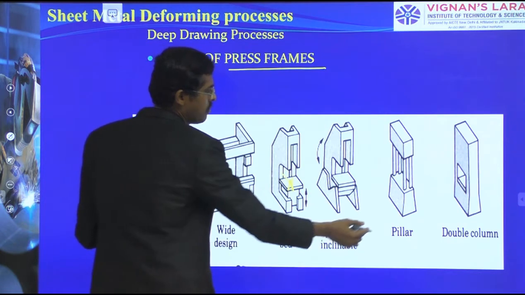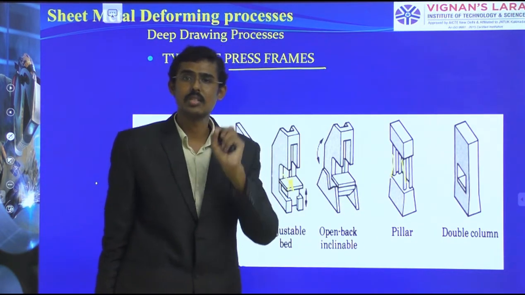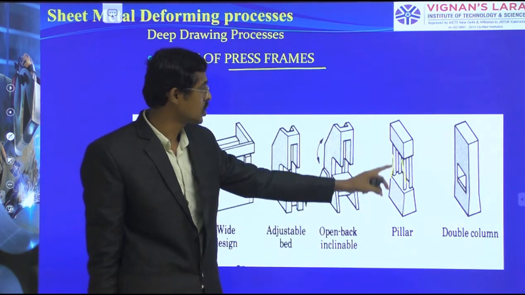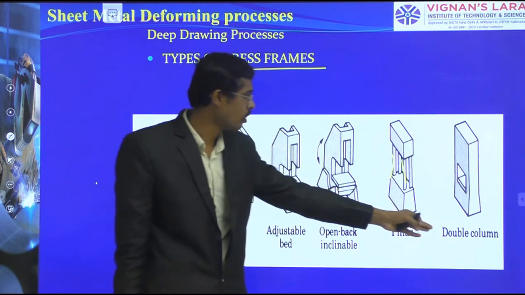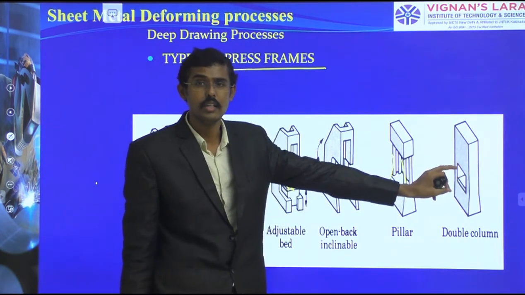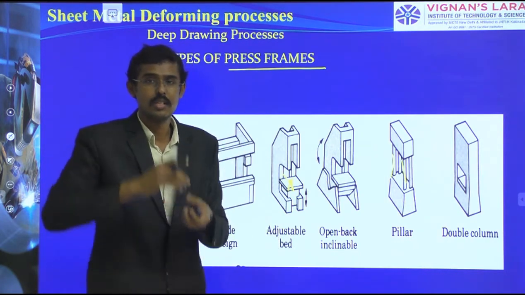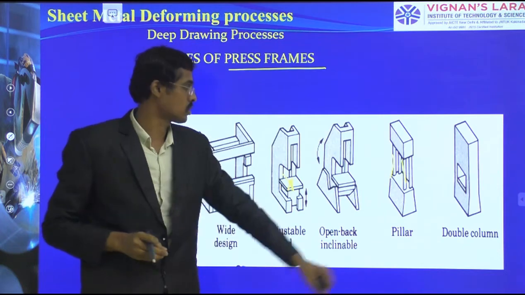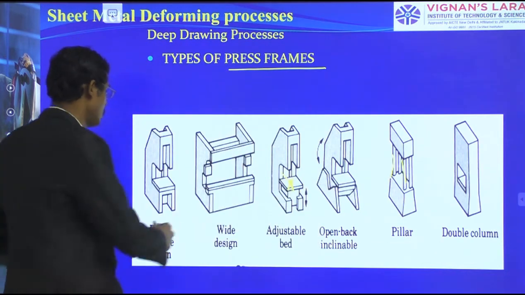Or open backs, pillars. We have seen tensile testing machines, UTM machines, which do not belong to this pillar type machine setup. Likewise there are other double column setups. Double column setups are useful for gravity punching methods, gravity forging, and drop forging processes. Those belong to double column machine setups. So likewise it is available.